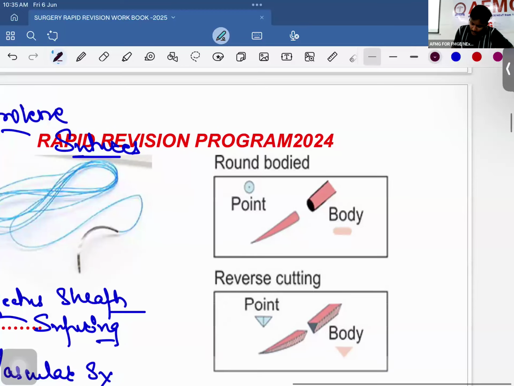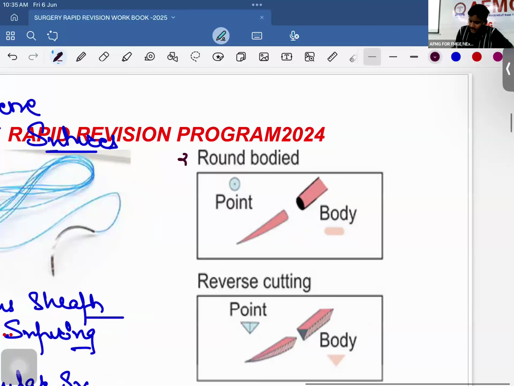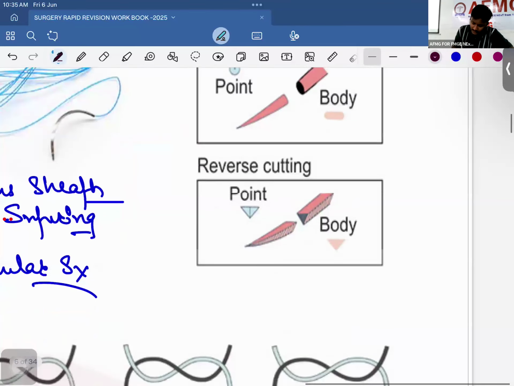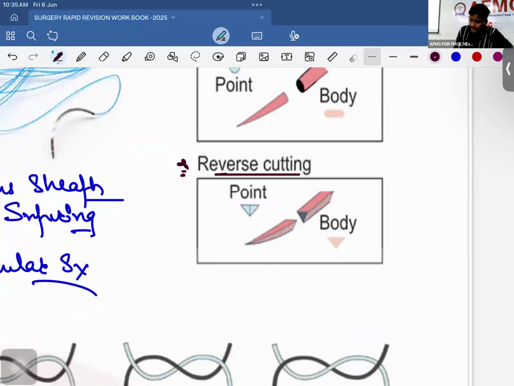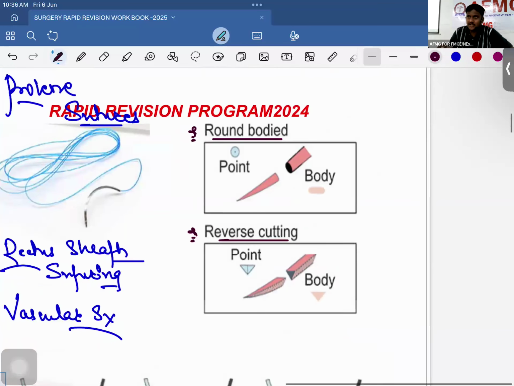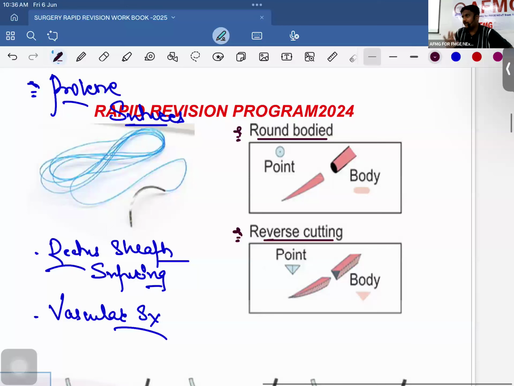Next important, if I talk about round body needle, beta, here when you cut the needle it is going to have a round shape, or it will have blunt edges. Whereas the other one is a cutting or a reverse cutting needle. Here when we cut a needle, one of the edges of the needle is going to be sharp or pointed, beta. That is important.